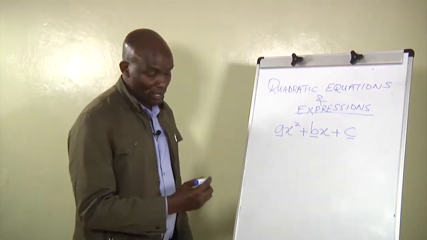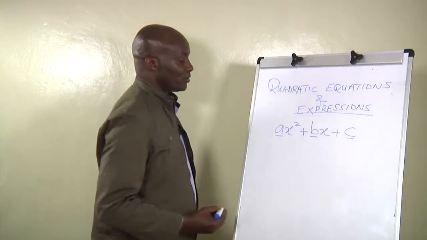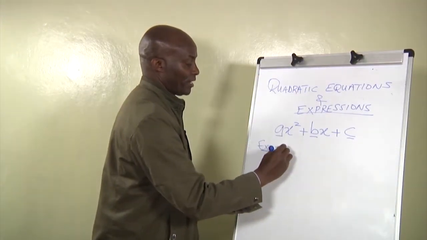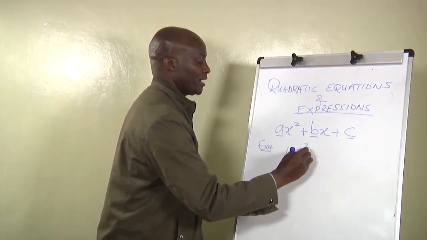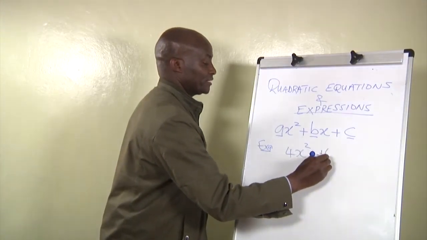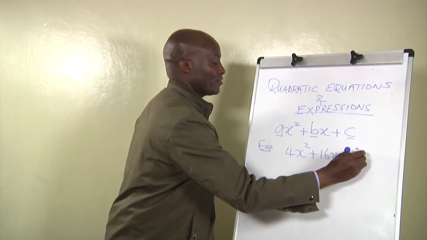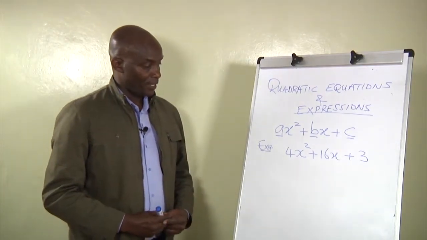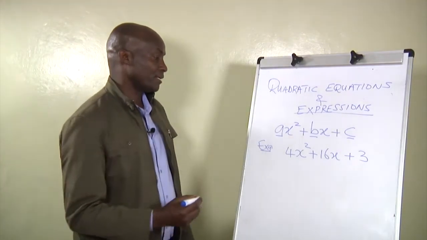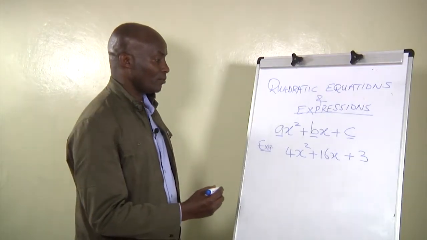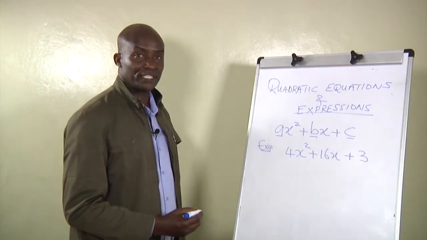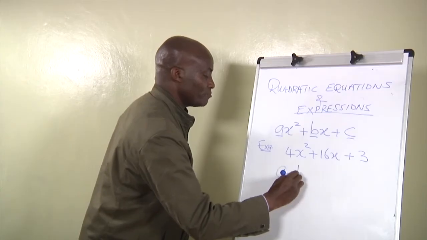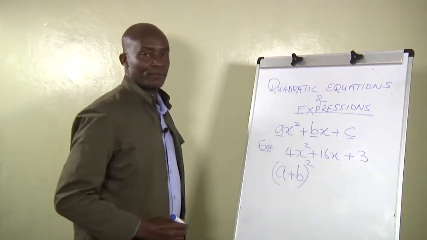Now, we also talked about how to determine each of these. For example, we can have 4x squared plus 16x plus 3. That is a quadratic expression. And then we also said that we have quadratic expressions that are perfect squares, in that they can be written in the form a plus b squared.